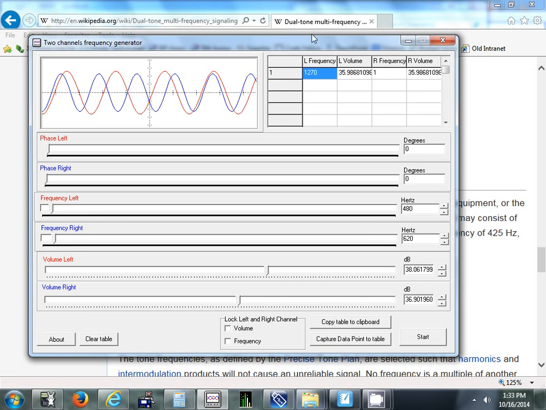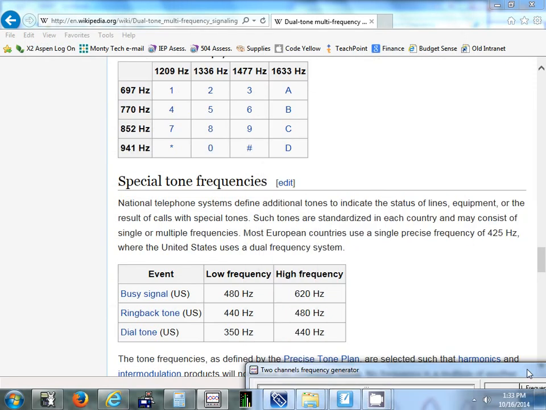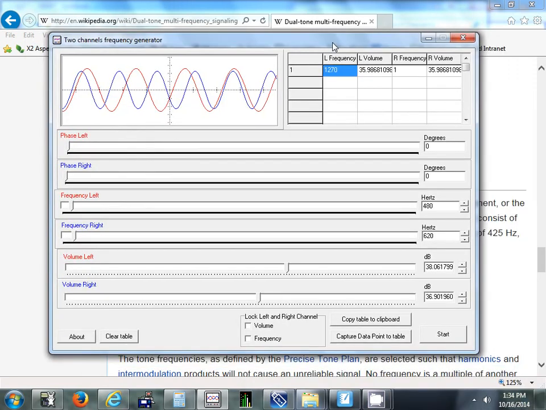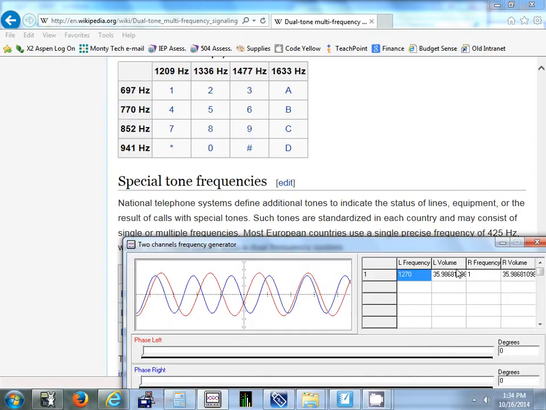So here's 480 and 620. What did I say that was? Busy. That's the busy signal. And this is one that pulses, so it doesn't just stay on, it pulses on and off. Okay, so there's your busy signal.